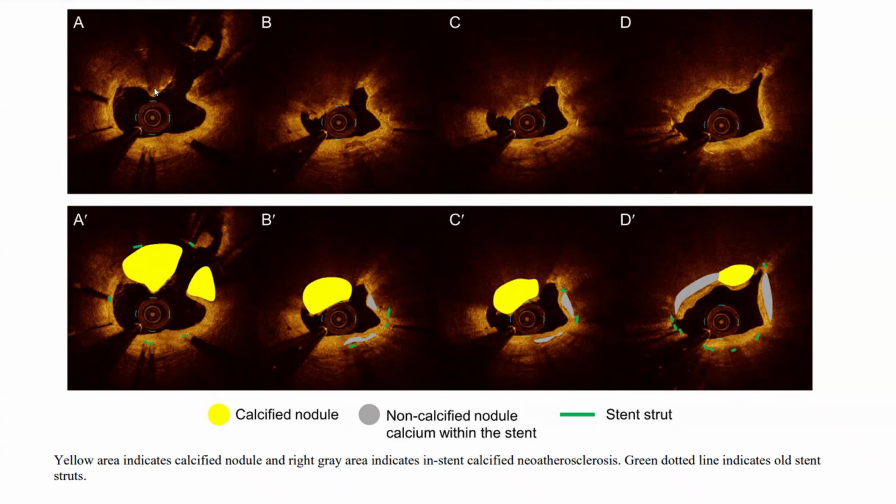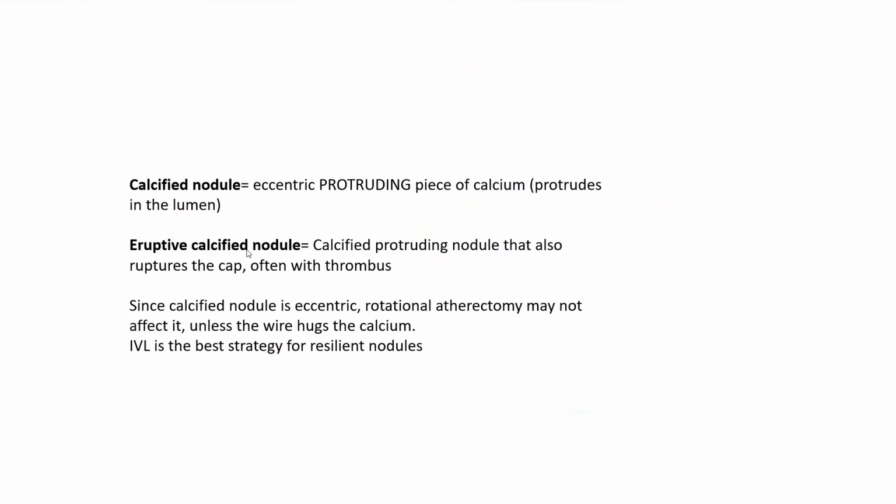Here, on the other hand, this is an eruptive calcified nodule that has ruptured the cap here and here and here. You see there is no cap here. It ruptured the cap. So an eruptive calcified nodule often causes thrombus formation and ACS. Why are those nodules important? One, they are important because they can cause ACS. Two, they are difficult to expand.